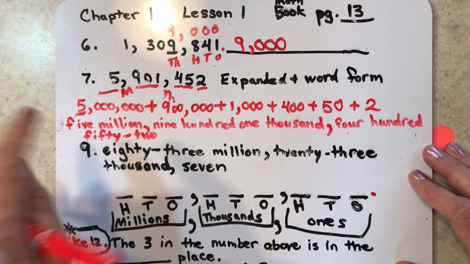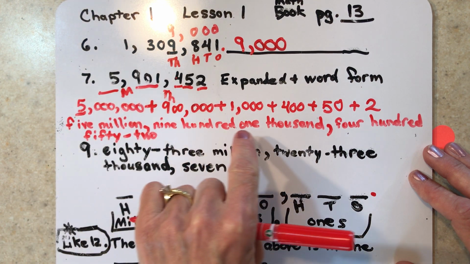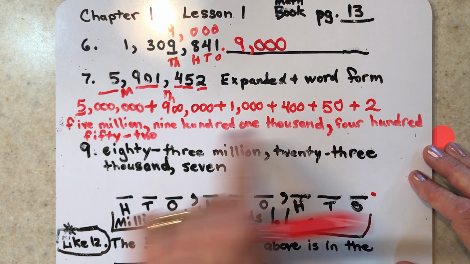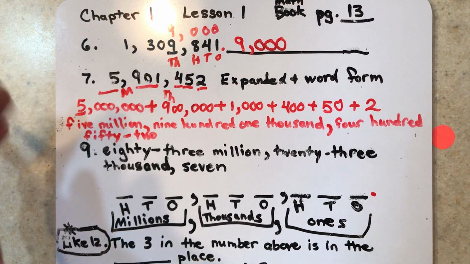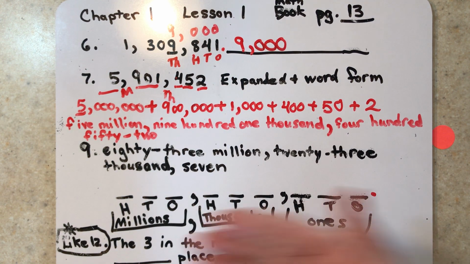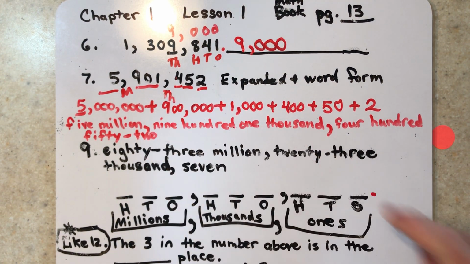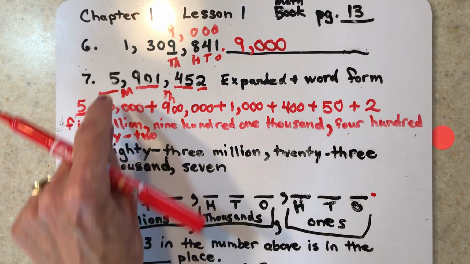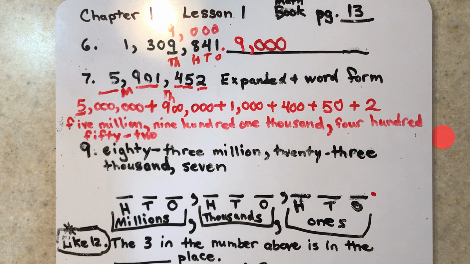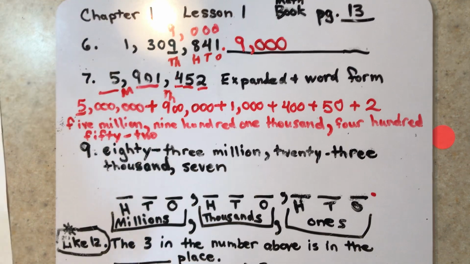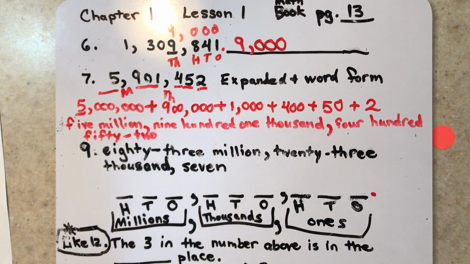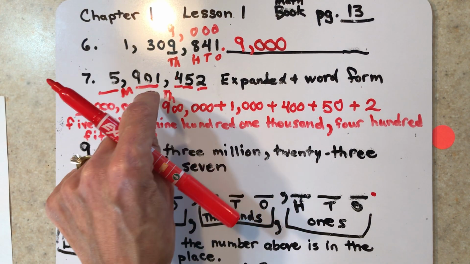So that's the number, 5,901,452. That's it. So we did it both expanded, stretching it out with plus signs, and in word form, writing it just like you say it out loud. And you can always look back at your place value chart to figure out how to say it. And the other thing is that each section of numbers, each period, is read just like you'd normally look at it in the ones. But you have to say the name of the place value after it. So you say millions, you say thousands.